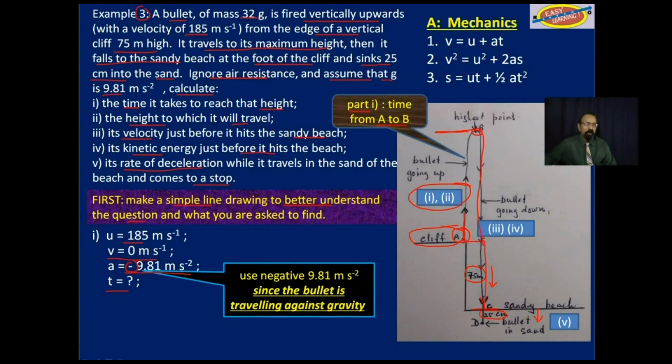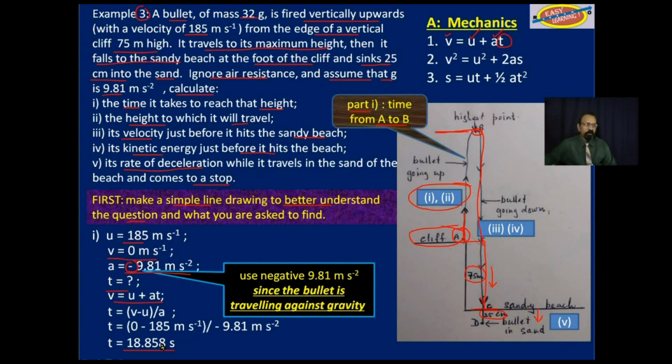Again, we look at our equations. Can we use the first equation? We know V, we know U, we know A, we want to find T. Yes, we can use the first equation. V is equal to U plus AT. Make T the subject of the formula. T is equal to V minus U over A. Substitute the numbers we are given, and we get T is equal to 18.858 seconds.